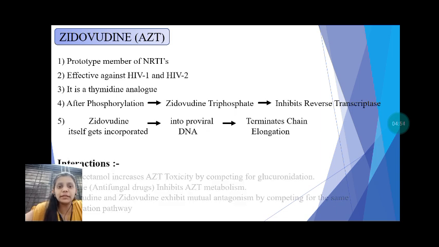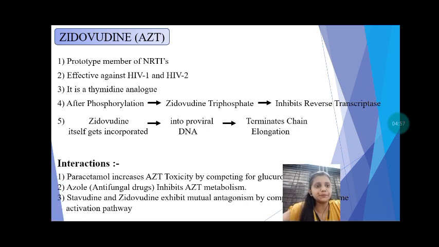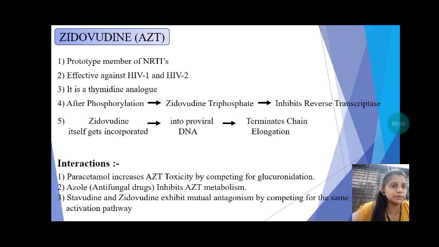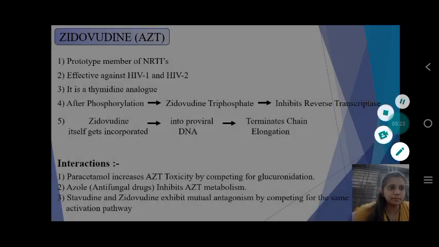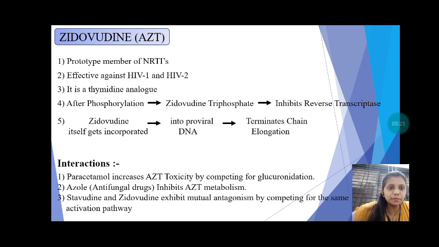Now we'll see the major interactions of zidovudine with other drugs. First is paracetamol. Paracetamol increases the AZT toxicity by competing for glucuronidation. That is, paracetamol and AZT both get metabolized by the body by the process of glucuronidation. Then, as paracetamol competes with AZT, the metabolism of AZT decreases and its toxicity in the body increases.